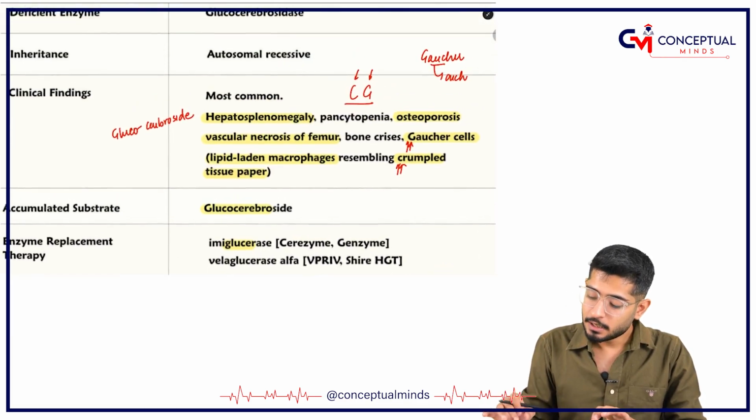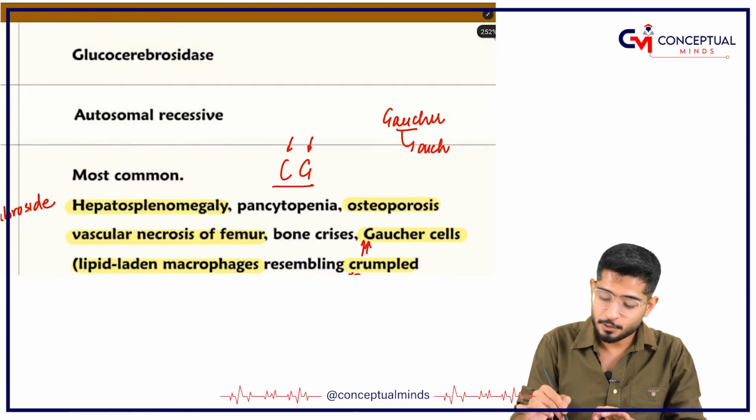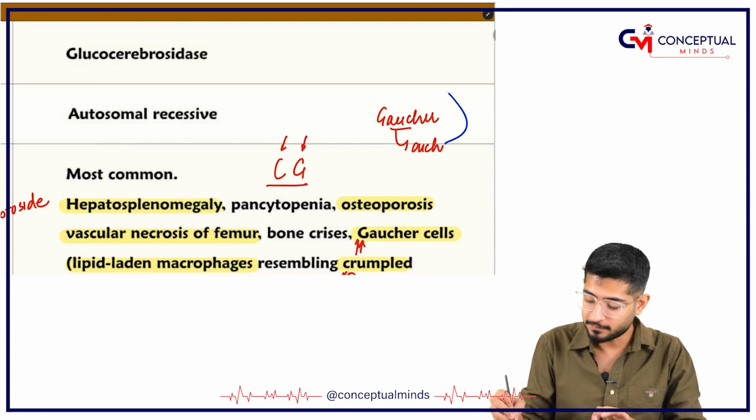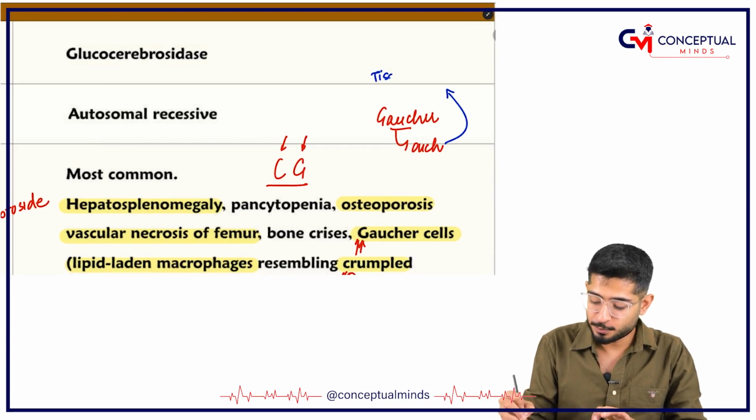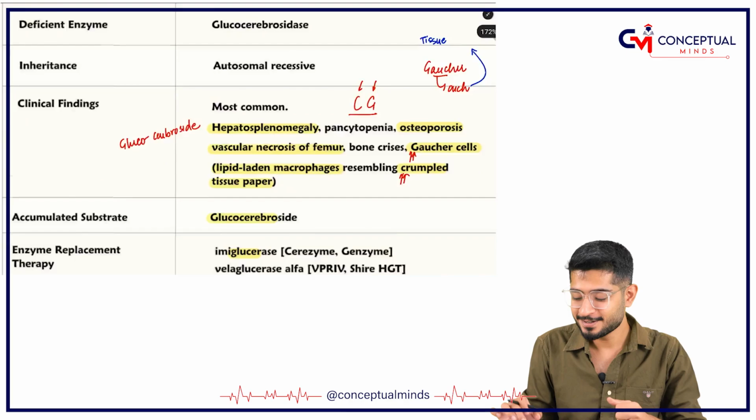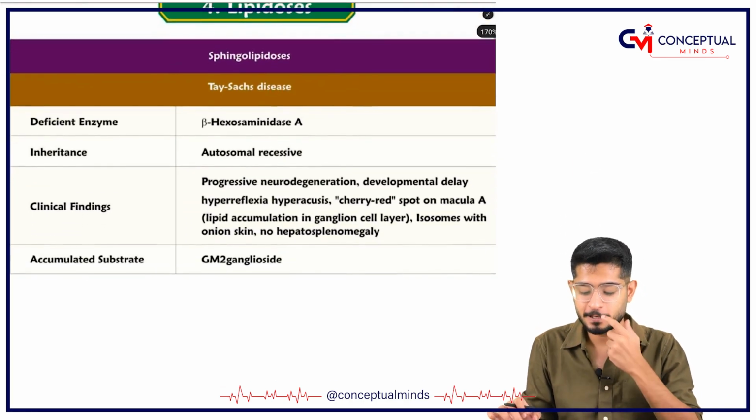Okay, so when the patient is going to say Gouch, we have to understand ouch, and if it is ouch, please give them tissue paper to at least clean their tears. Okay, so crumpled paper or tissue paper appearance.